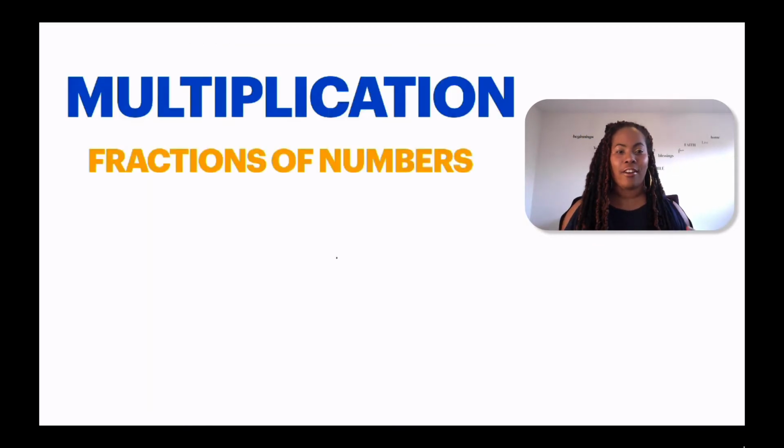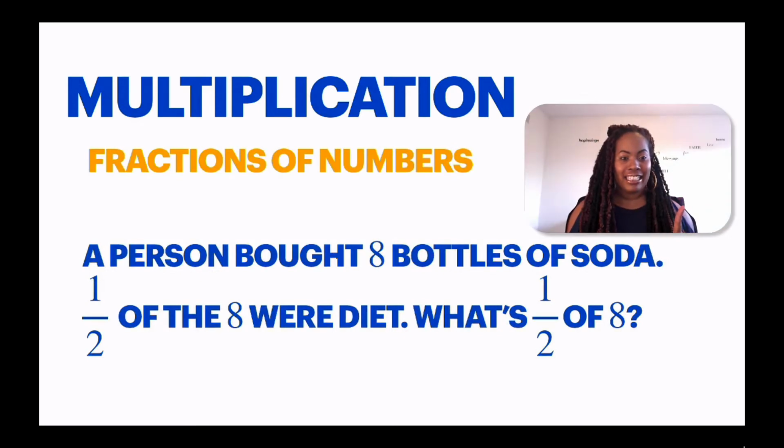All right, here's our first example. It reads, a person bought 8 bottles of soda. Half of the 8 were diet. What's half of 8? So let's get our minds to thinking. What is half of 8? And again, we're talking about bottles of soda. But where I'm from, we call soda pop. But yes, let's think about it. Half of them are diet.